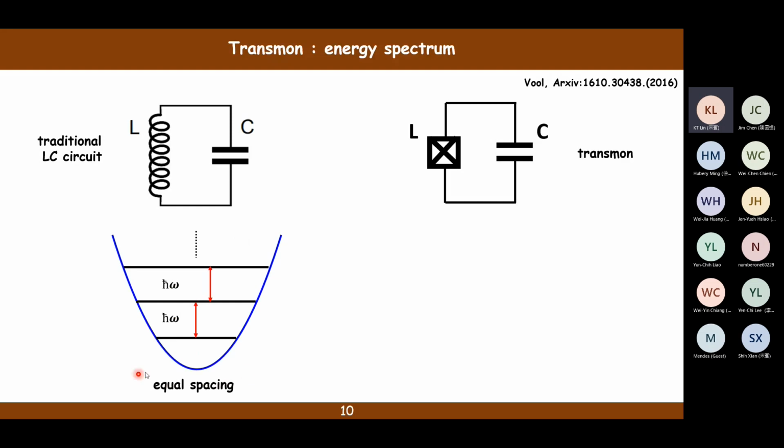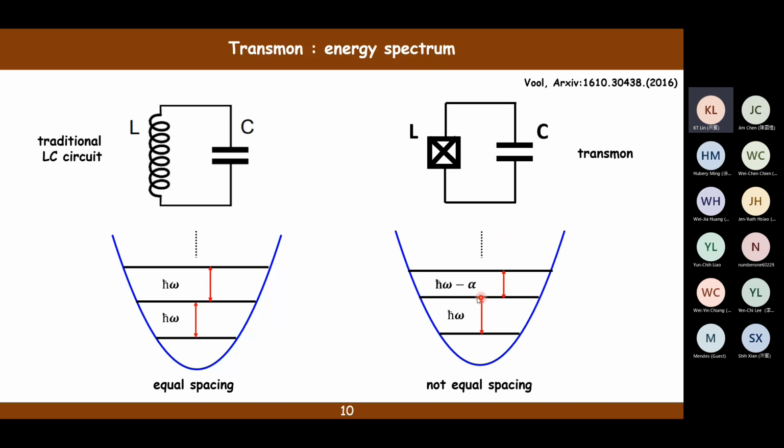I mean, you can get equal spacing energy levels between neighboring levels. Then how about a nonlinear one? If we go through the same quantization process, then this nonlinear effect will introduce an anharmonicity alpha here, so we can have non-equal spacing energy levels. Experimentally, in our working regime, the anharmonicity is much larger than the line width of this transmon. So in this sense, we can neglect the higher levels except the lowest two.